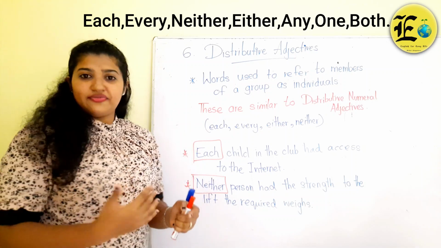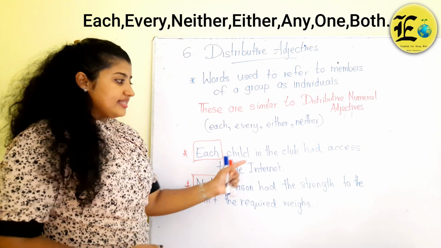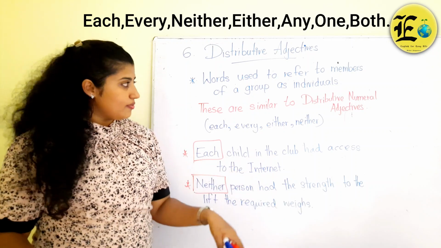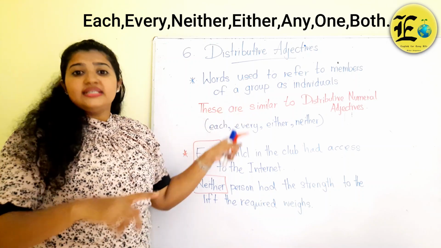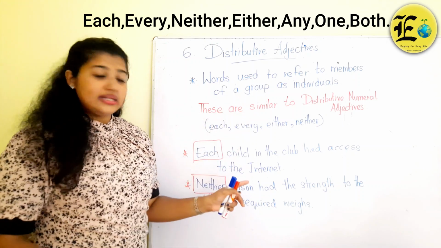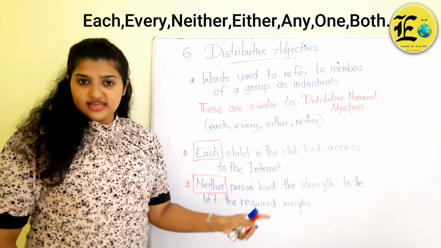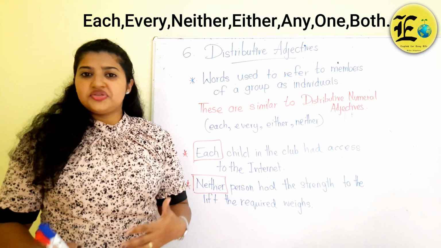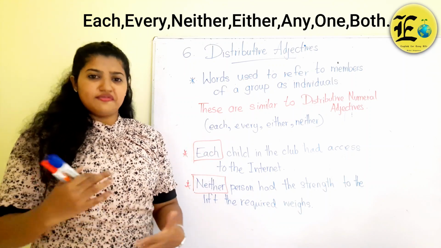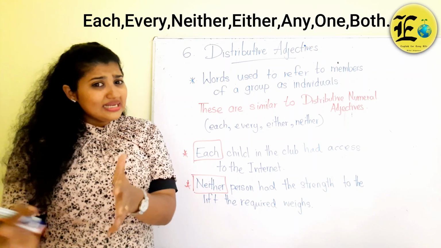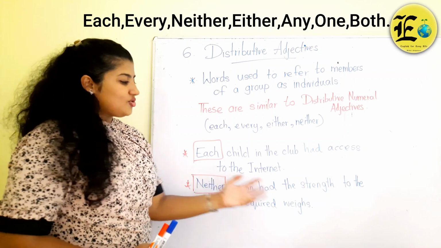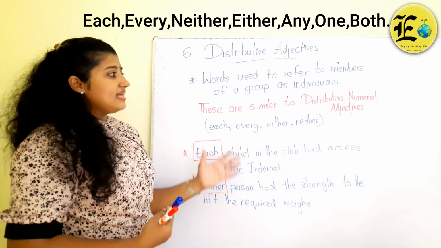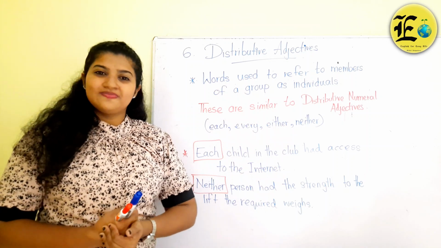Right, so let us look at several examples. Each child in the club had access to the internet. Each child, so this represents a whole group. It represents a group as an individual, which says each child in the club had access to the internet. Number two, neither person had the strength to lift the required weights. So neither of the group, none of the group, or not even a single member of the group had the strength to lift the required weights. So these words could be used as distributive numeral adjectives too.